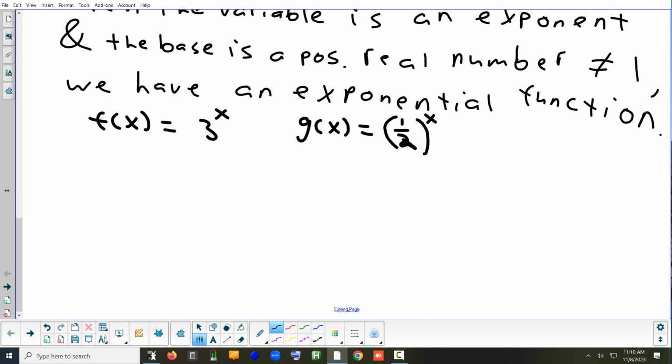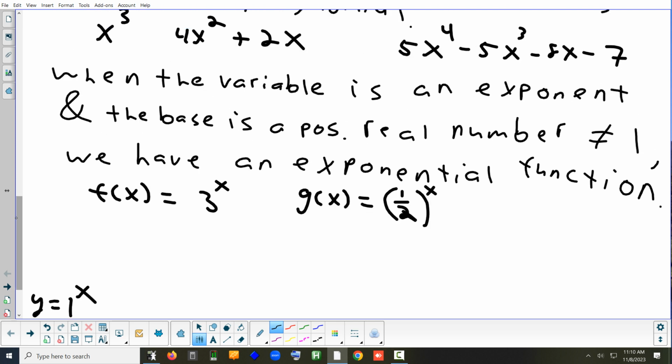How come 1 to the x wouldn't be an exponential function? I can do any positive real number bigger than 1 or smaller than 1. Not 1. So it's always equal to 1. If you graph y equals 1 to the x, it's basically just like graphing y equals 1. It's just a horizontal line. So the base has to be positive, and it can be bigger than 1 or smaller than 1, but not 1. So any question on what makes something an exponential?